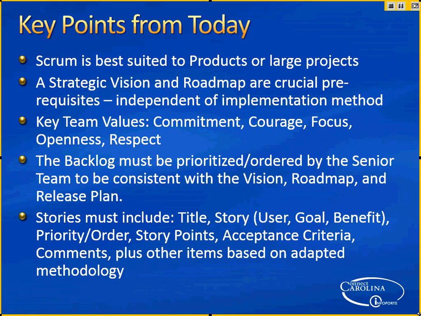And by the time it gets into the sprint, the stories have to include the title, the story, again, user, goal, benefit, the priority of the story, the size and story points, acceptance criteria, comments, and then, as we'll see later, other stuff that will get added along the way.